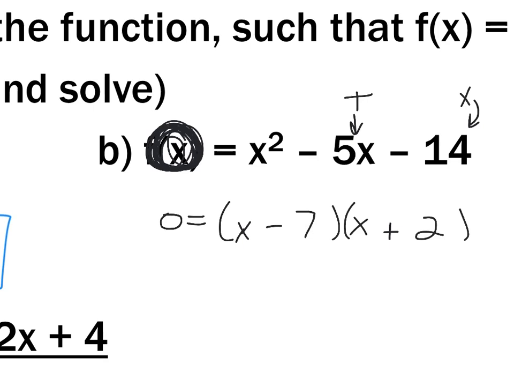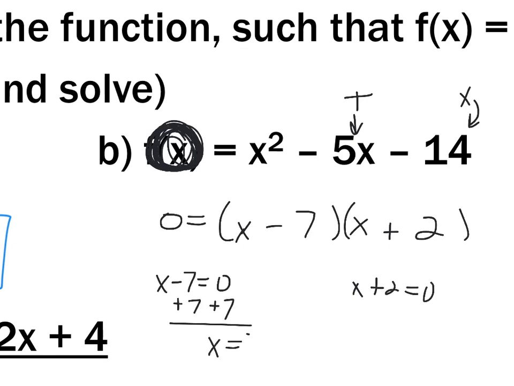Some of you can look at that and tell me what x equals. X equals positive 7, x equals negative 2. Some of you can just look at that. Some of you can't, you don't remember it, that's fine. That means we have to solve each equation. X minus 7 equals 0, x plus 2 equals 0. Well, I'm going to add 7 to both sides, so I get x equals 7. Subtract 2 from both sides, and I get x equals negative 2.